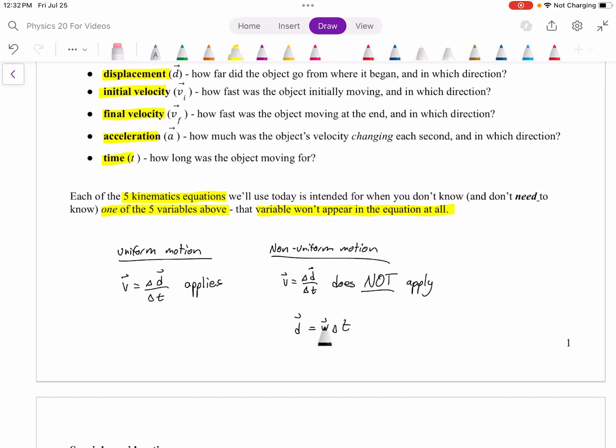We could say, okay, well, it goes 10 meters each second times 10 seconds to figure out how far it goes. But that goes out the window as soon as the velocity is changing, right? For 1, what's the velocity? It has many different velocities, right?